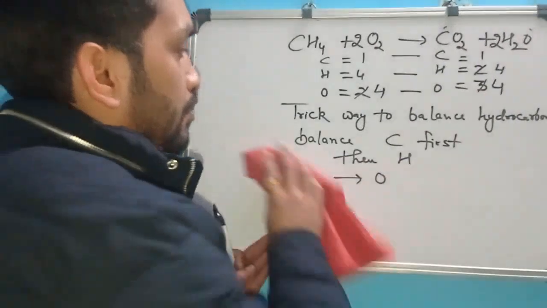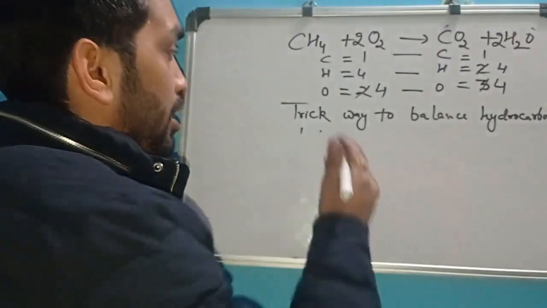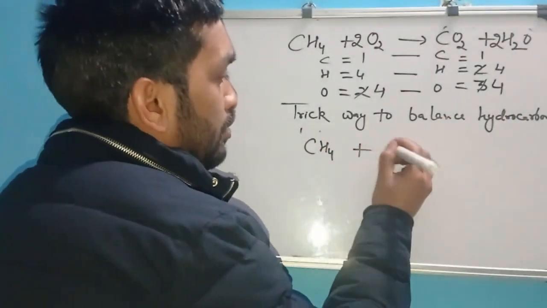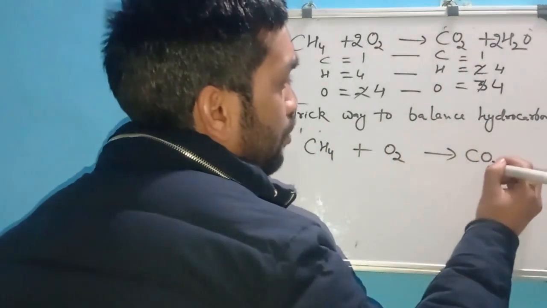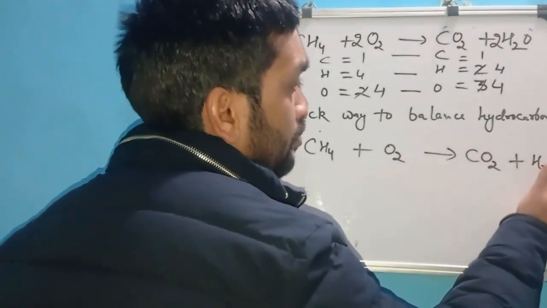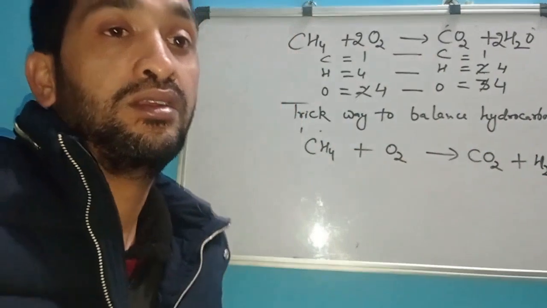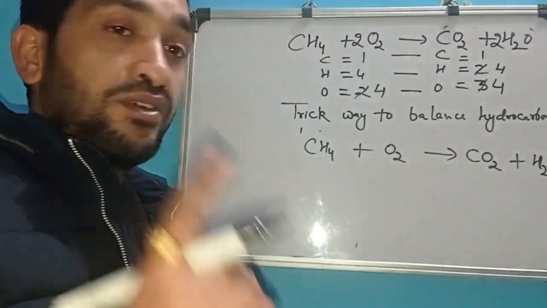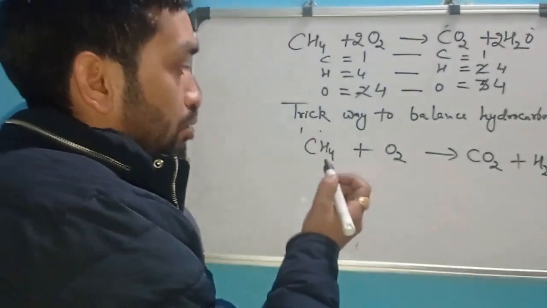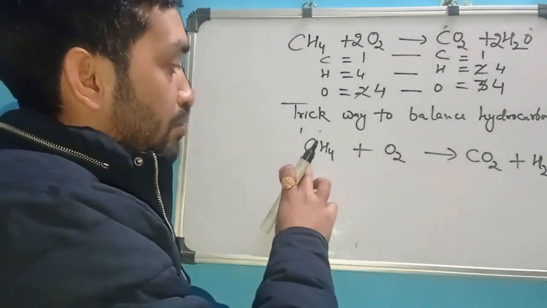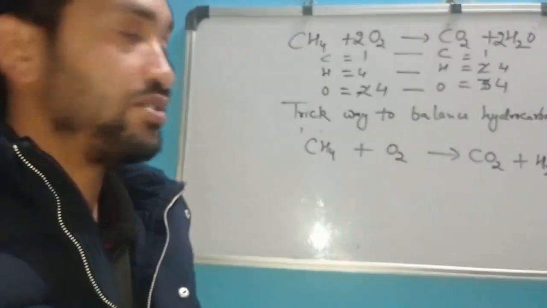Let's see. Again, I am writing the reaction: CH4, oxygen, CO2, H2O. According to the trick way, do not look at any other element. First thing is to balance carbon. So do I need to add a number? Carbon 1, carbon 1, already balanced.